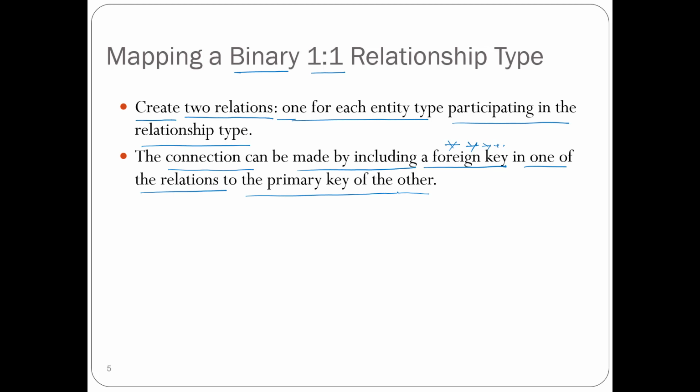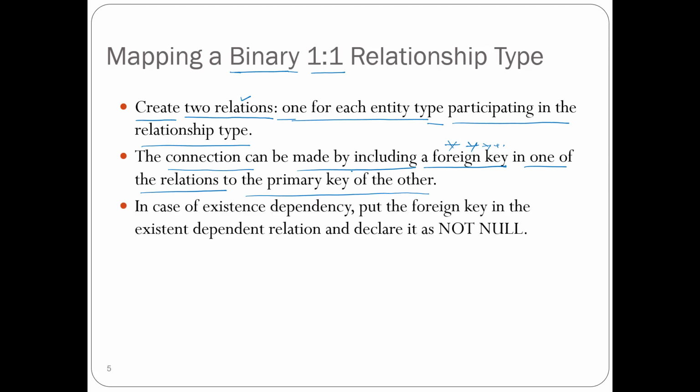Since the relationship that we are trying to map is binary, we would need to create two relations, one for each entity type participating in this relationship, and then the connection will be established by using the foreign key. The foreign key we can put in one of these two relations, and the foreign key has to refer to the primary key of the other relation. Now this is an important concept. Okay, so please pay attention to that.